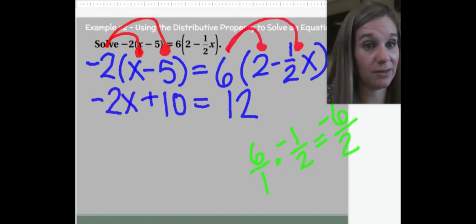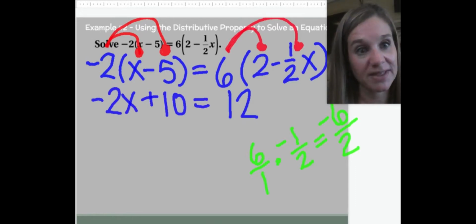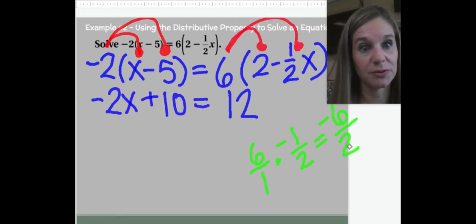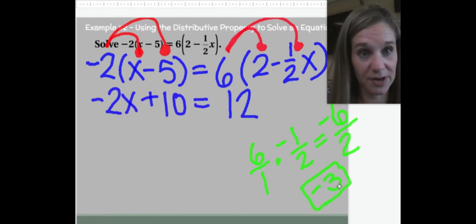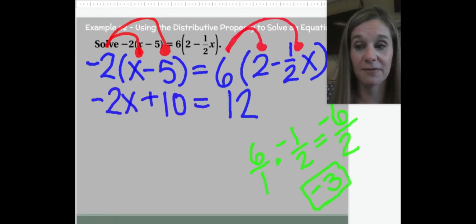Let's move me out of the way so we can finish this. When I simplify this, these are both divisible by 2. So -6 divided by 2 would be -3, and 2 divided by 2 would just be 1. So I'm going to call that a -3, and then there's an x behind it, so -3x.